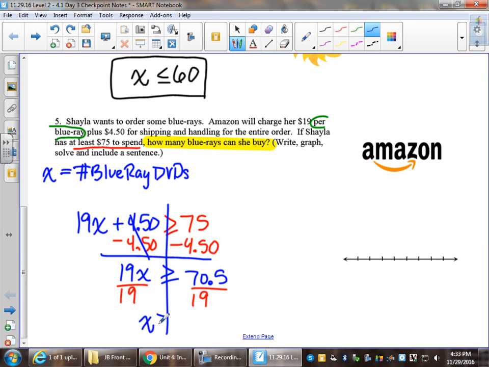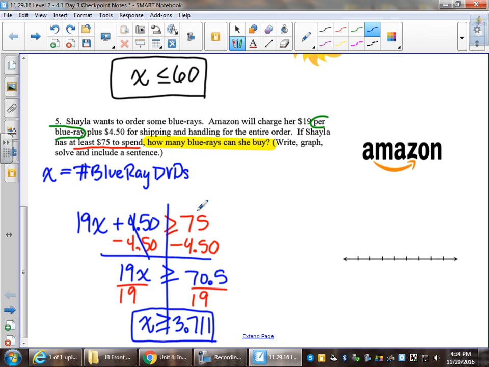And we get X greater than or equal to 3.7105. We'll round to a 1 right there. We're always going to go to 3 decimal places to get ready for the SAT. SAT has us go to 3 places, so we'll get in a good habit. That's my math answer. But what does this mean in the real world here?